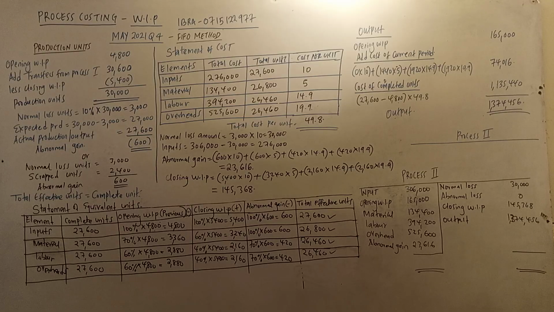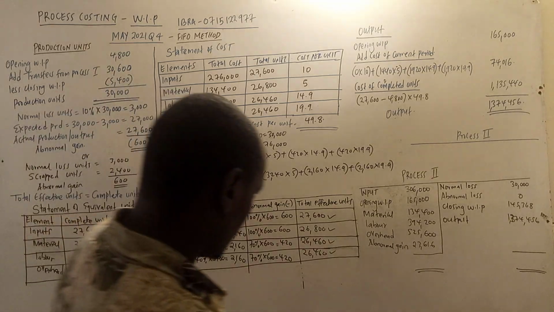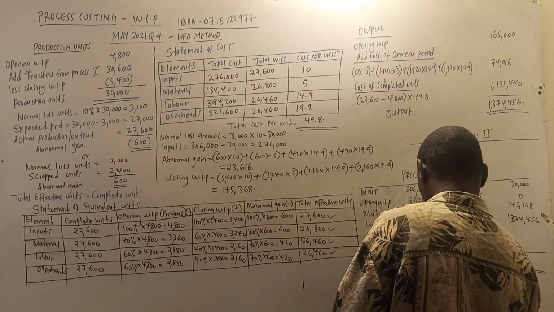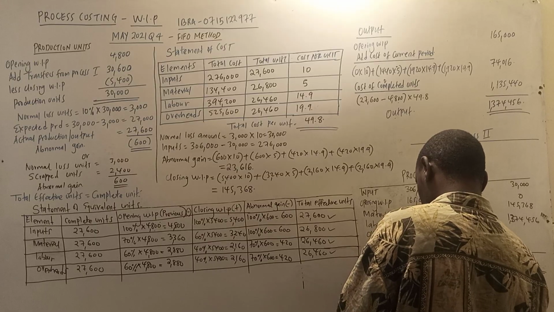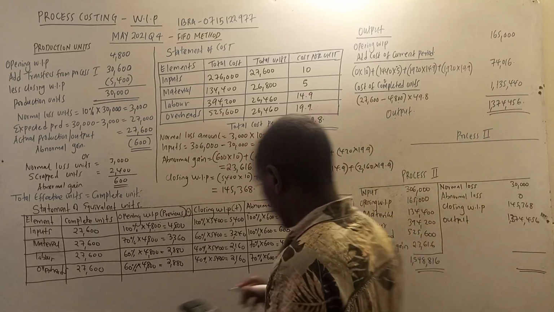So let's see. So 306, 165, 134, 394,200, 525,600, and then 23,616. So mimi napata 1548,816.